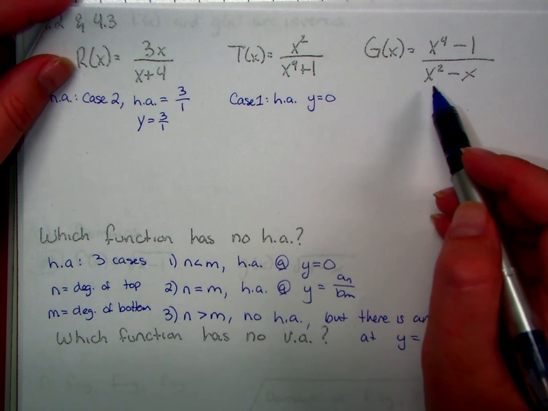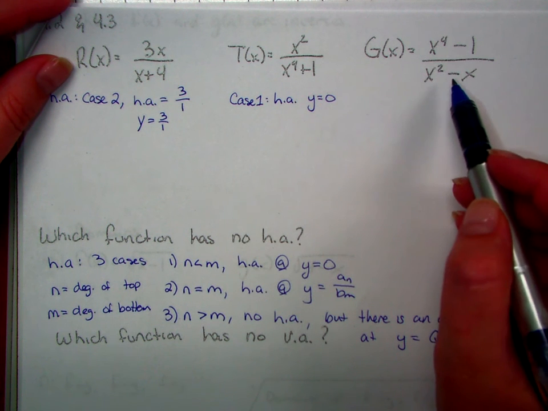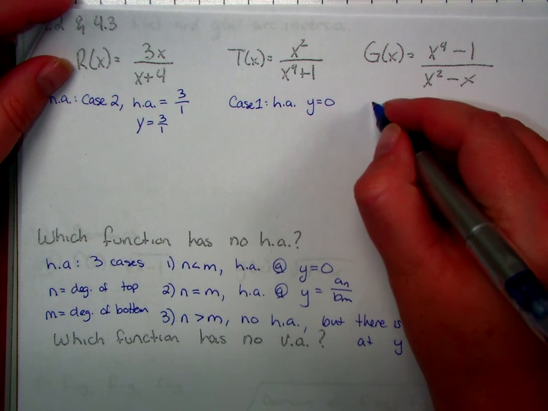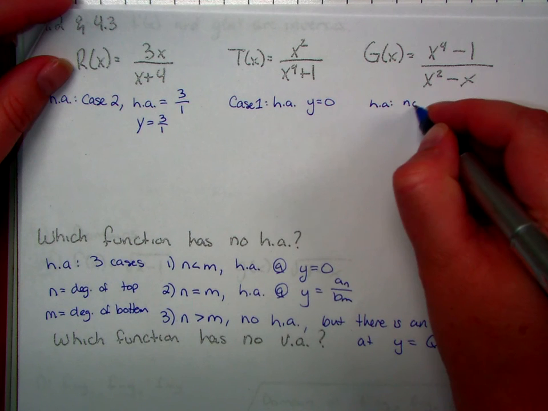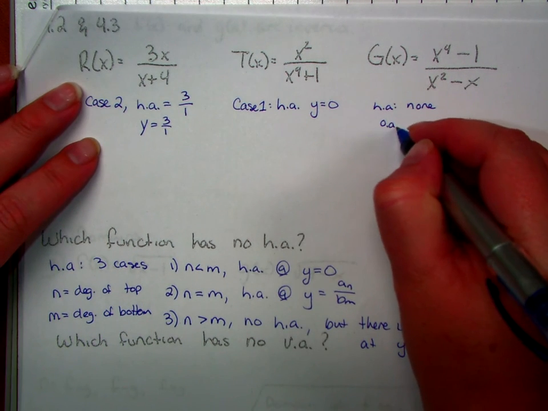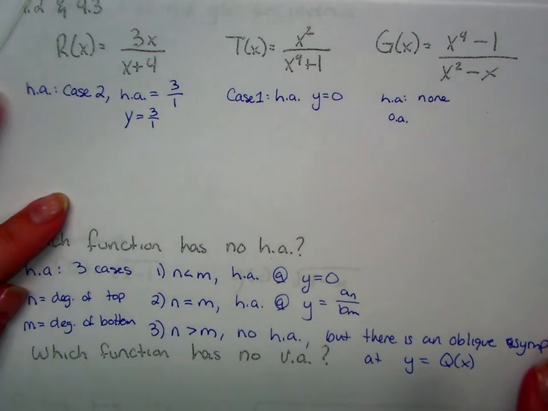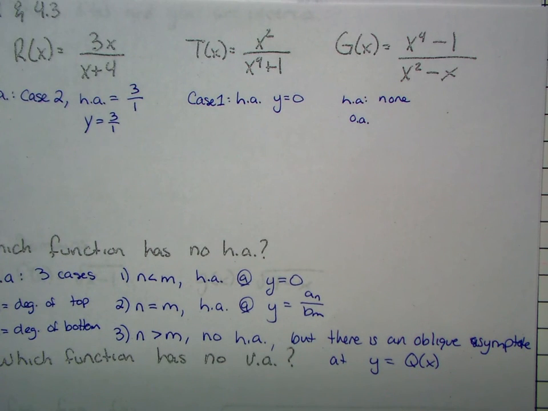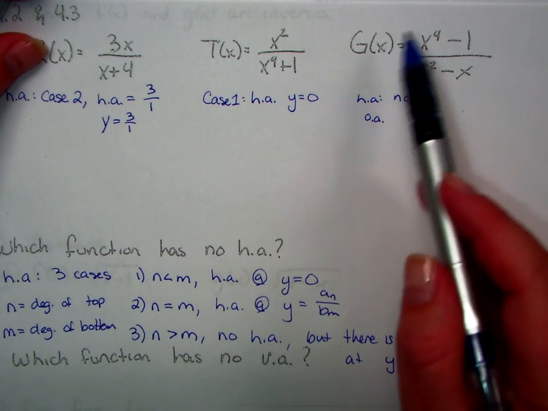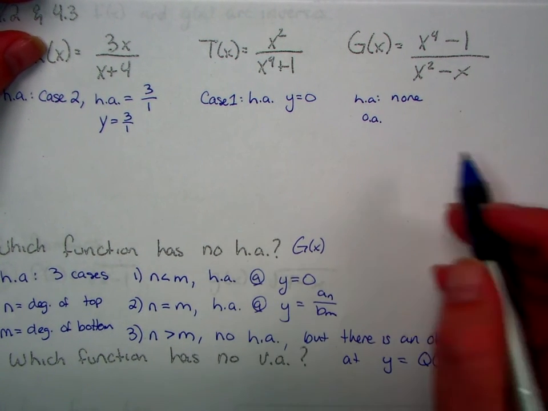Right? In G's case, the top degree is 4 and the bottom degree is 2, so the top is bigger than the bottom. And in that case, there is no horizontal asymptote. Okay, so horizontal asymptote here, we would write none. Right? But there is an oblique asymptote, and we do need to find it, and you will be expected to find an oblique asymptote on the final. Okay, so to answer this question, which function has no horizontal asymptote, quite simply, we would just put g of x.